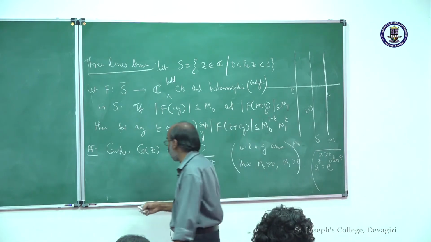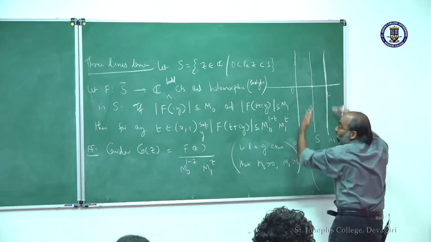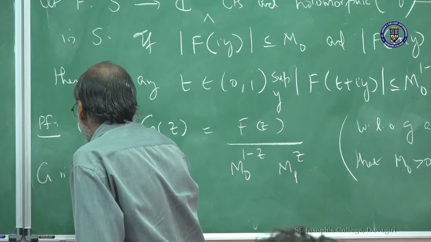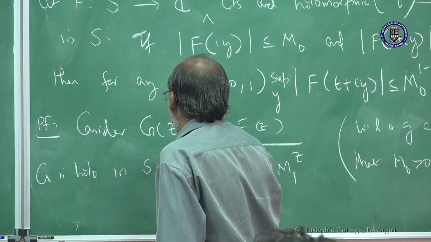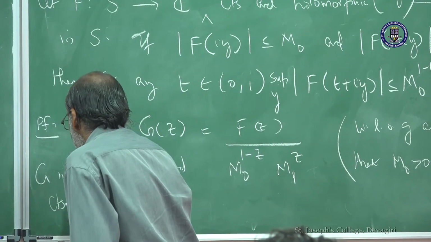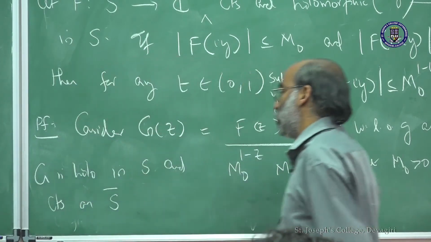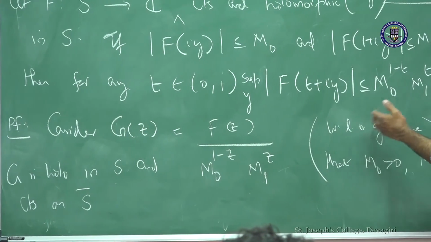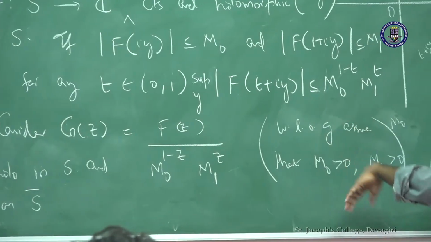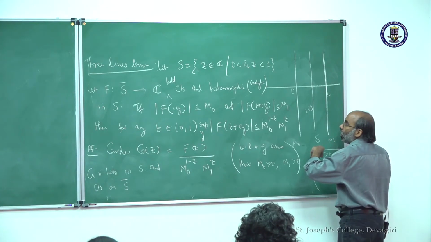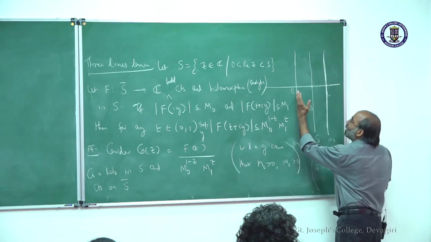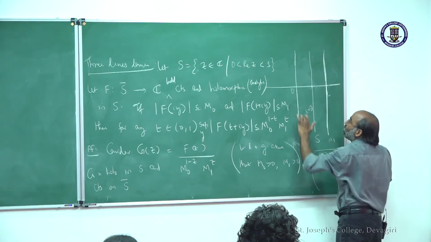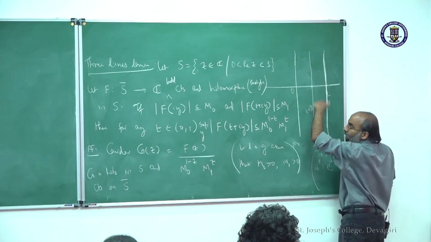So g is a holomorphic function and continuous up to the boundary. Okay, there is no problem. So g is holomorphic in S and continuous on S bar, the closure. This is just a normalization to reduce everything to 1. This is something which you would have seen several times in other forms. So let's see what happens at these lines. Our aim is to show that bounds on these lines imply bounds on any line in between.